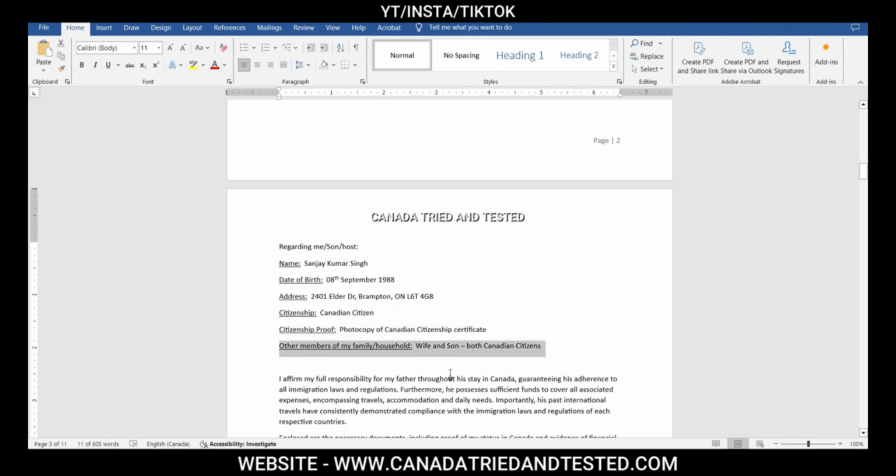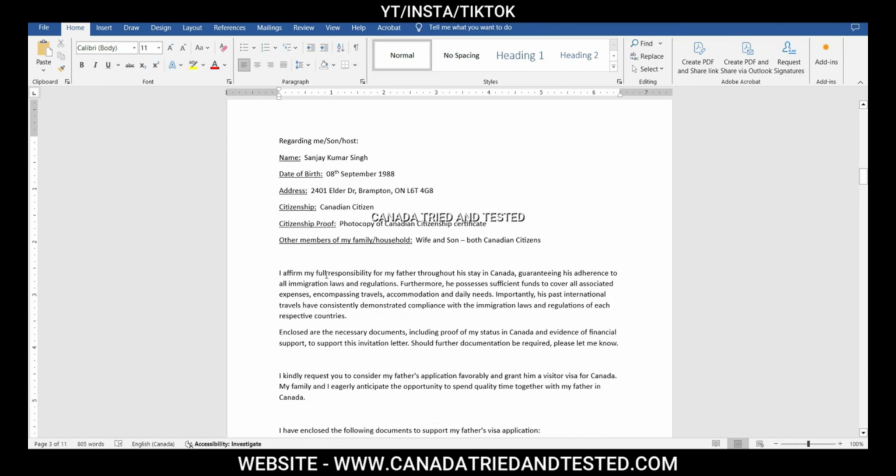So whatever it is, that gets mentioned. And then, "I affirm my full responsibility for my father throughout his stay in Canada, guaranteeing his adherence to all immigration laws and regulations. Furthermore, he possesses sufficient funds to cover all associated expenses." In case you're going to cover all the expenses, be direct and truthful. So, show the sufficient funds. Your intentions are made more clear that you are going to take care of them while they are there.